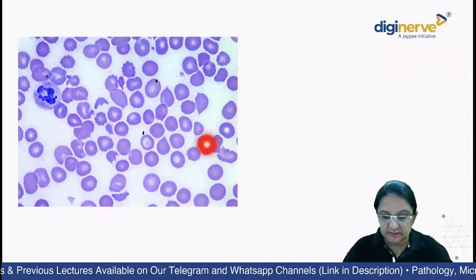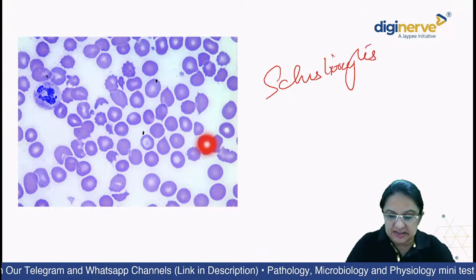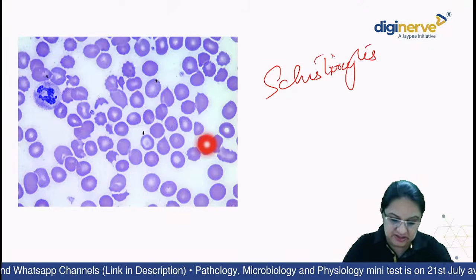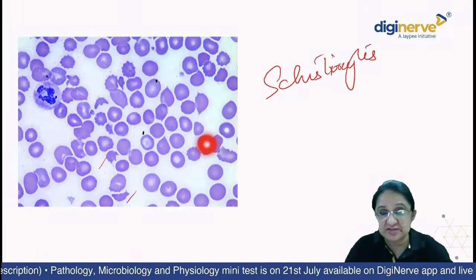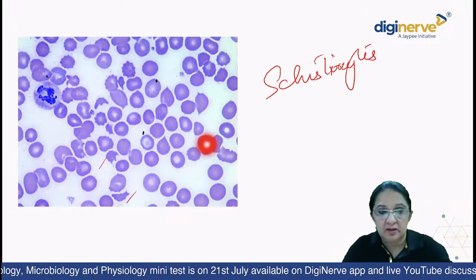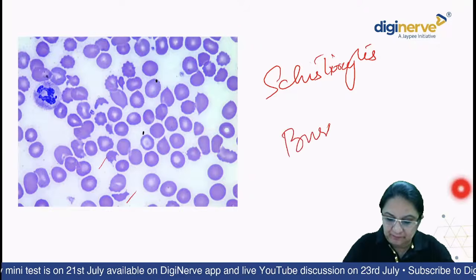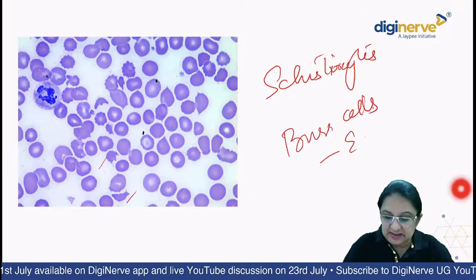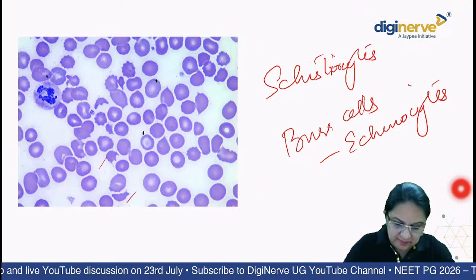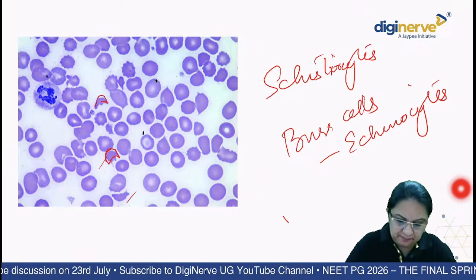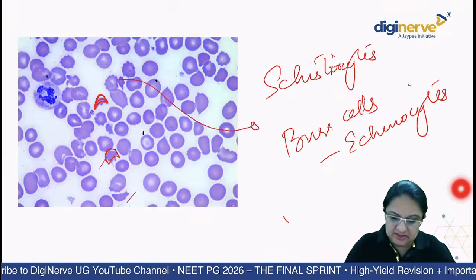Now, what do you see here? You see schistocytes. Schistocytes are basically fragmented red blood cells. If you see, these are fragmented red blood cells. Because of the trauma, because of the shear stress of the flow, there is trauma to the RBCs. Next, what do you see? You see Burr cells. What is the other name for Burr cells? That is echinocytes. And you can also see some helmet-shaped cells. These are called helmet cells.